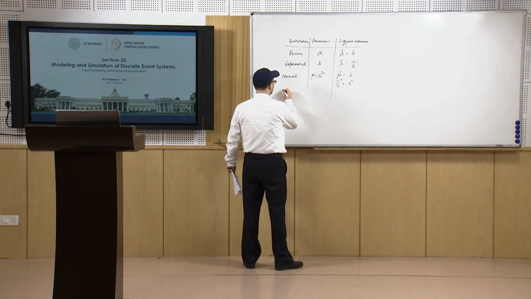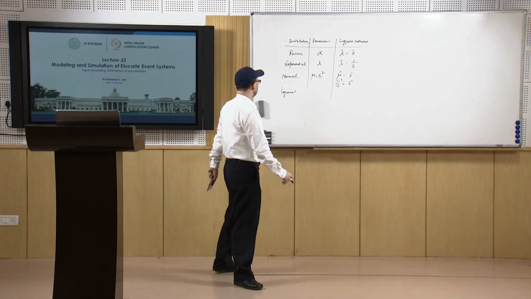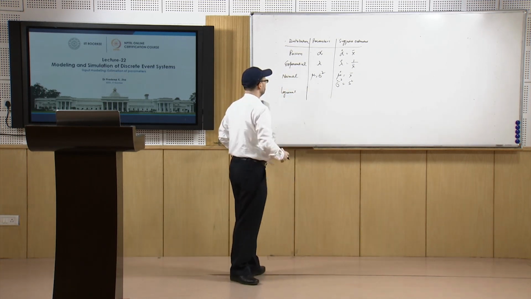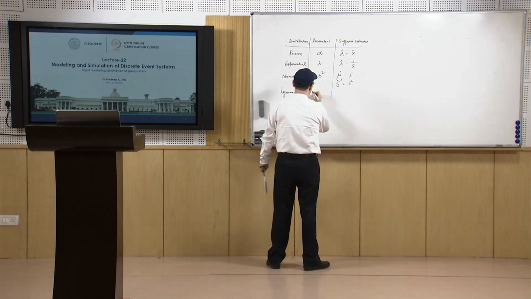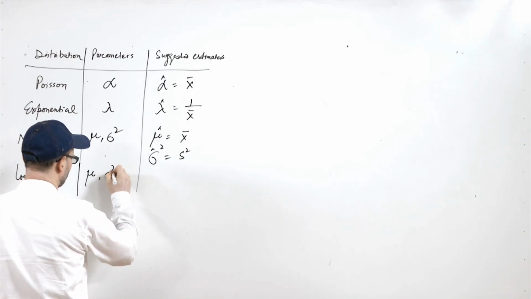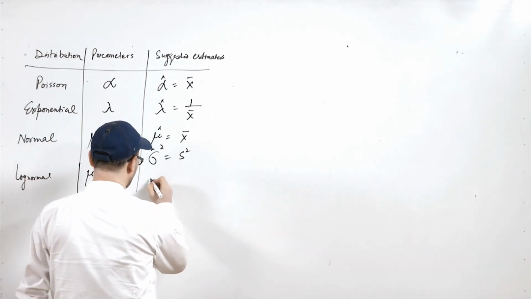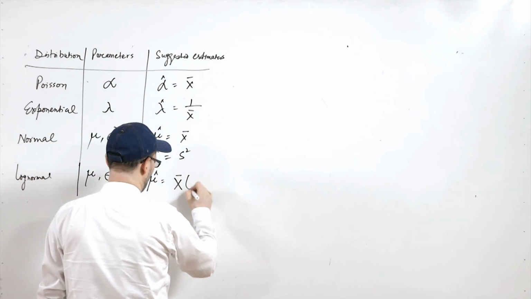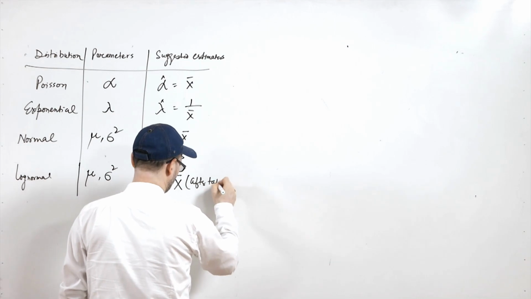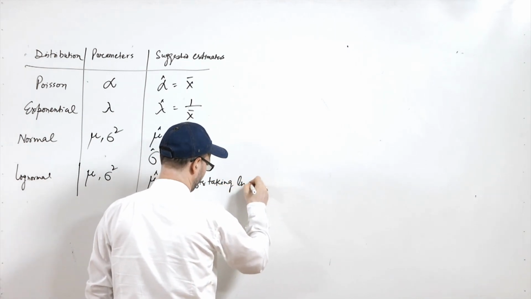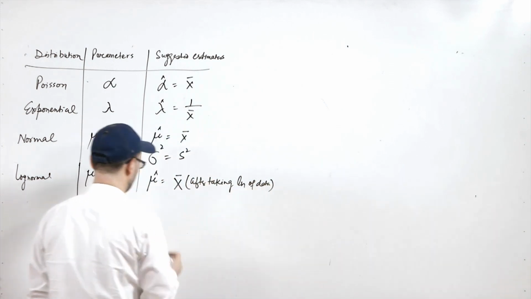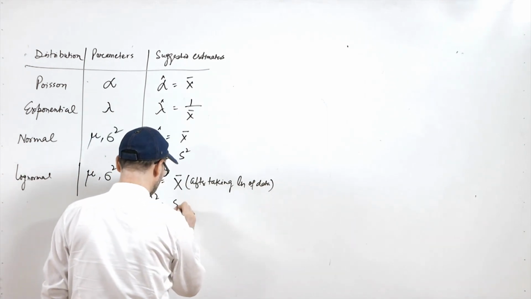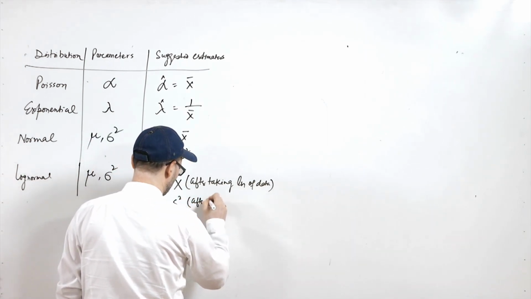Then you have the log normal. Similarly, as we know, here we have to take the natural log of the values. In the log normal, if the parameters are mu and sigma square, the mu estimator will be x bar after taking the log of the data. Similarly, the sigma square estimator will be S square, again after taking the log.